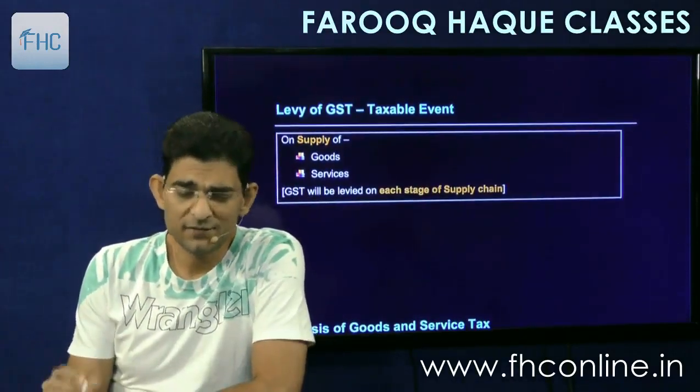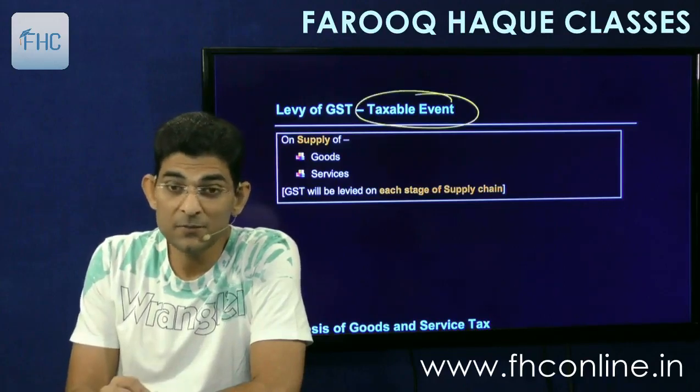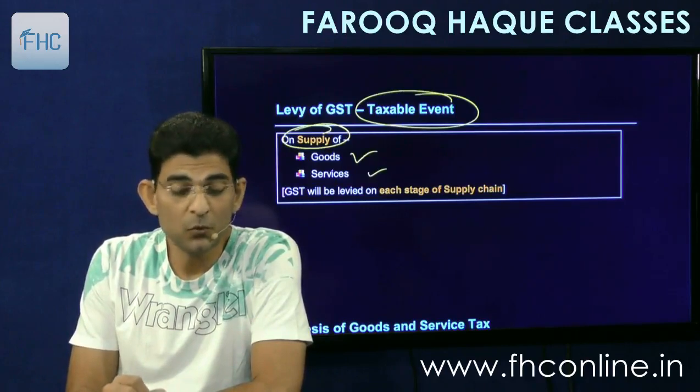The levy of GST, very simple, is on what? Supply. So this is called as a taxable event. I explained it to you. Supply. Supply of what? Goods or service or both.